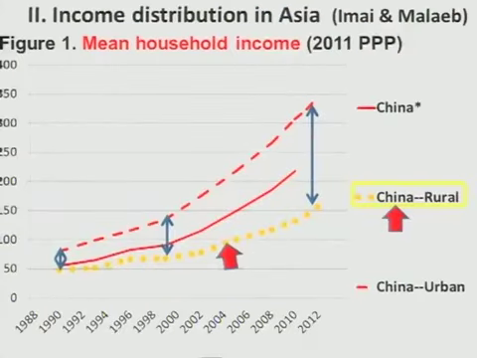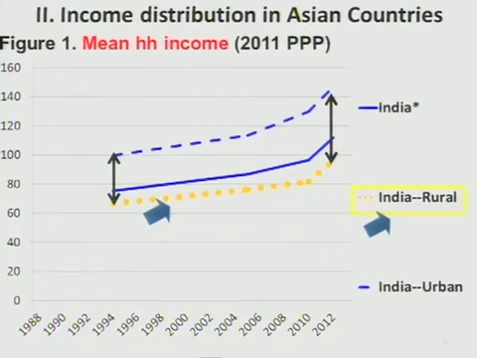Okay. So here is rural-urban disparity in terms of mean household income. If you look at the data from 1990 to 2012, disparity has expanded over time in China. This is due to the faster growth in urban areas in China. But on the other hand, rural and urban disparity has been relatively stable in the case of India.